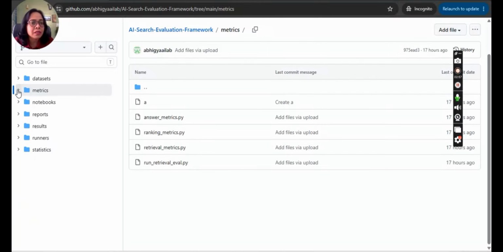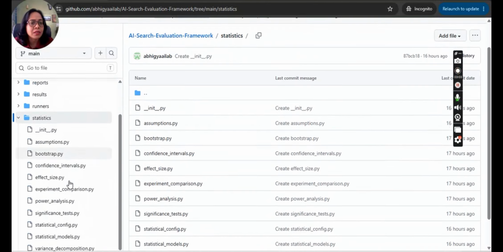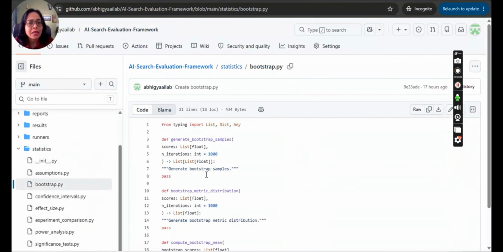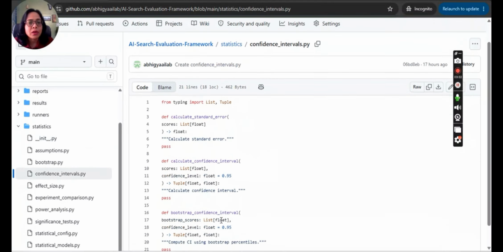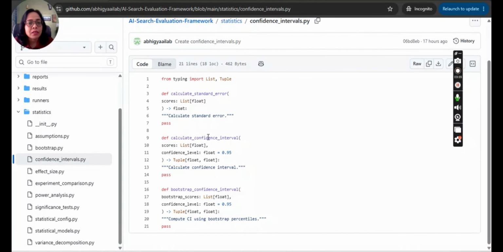After metrics, the statistics layer comes into the picture. In the statistics layer, the first one is bootstrap.py. Inside that, generate bootstrap samples. I have set the iterations to 1000, so it will generate bootstrap samples, along with the bootstrap definitions. The output is the bootstrap distribution.json, showing how those are distributed. The next one is confidence_intervals.py: calculate the standard error, calculate the confidence interval, bootstrap confidence interval.